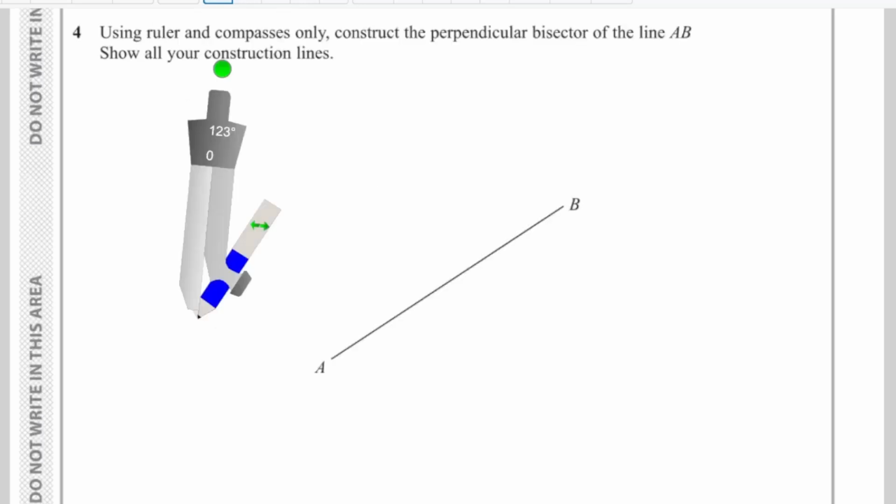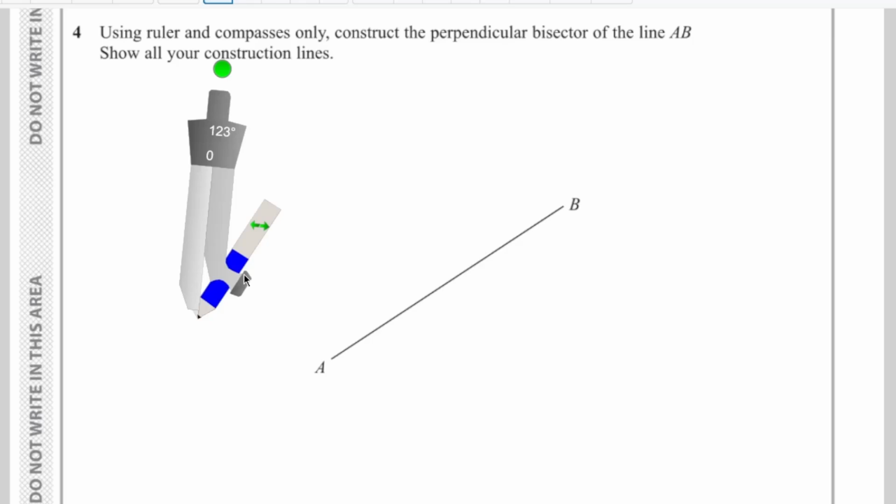Let's move on to the fourth question. Using ruler and compasses only, construct the perpendicular bisector of the line AB. Show all your construction lines. So what's the meaning of show all your construction lines? It means you have to leave all the arcs that you use to construct this construction.